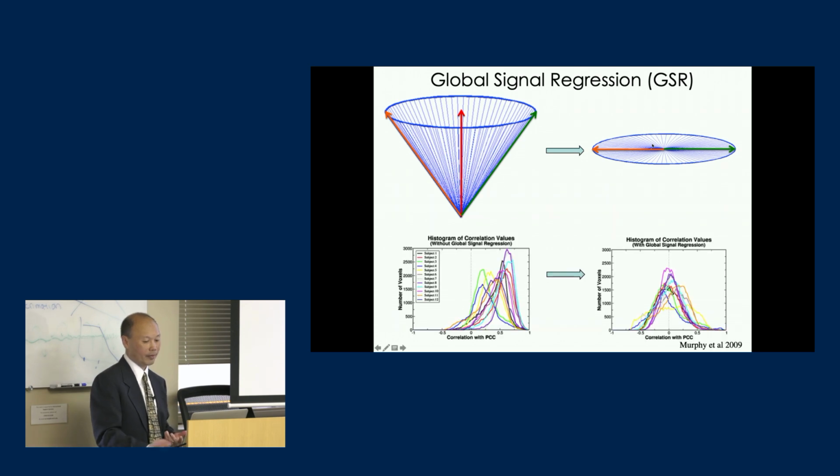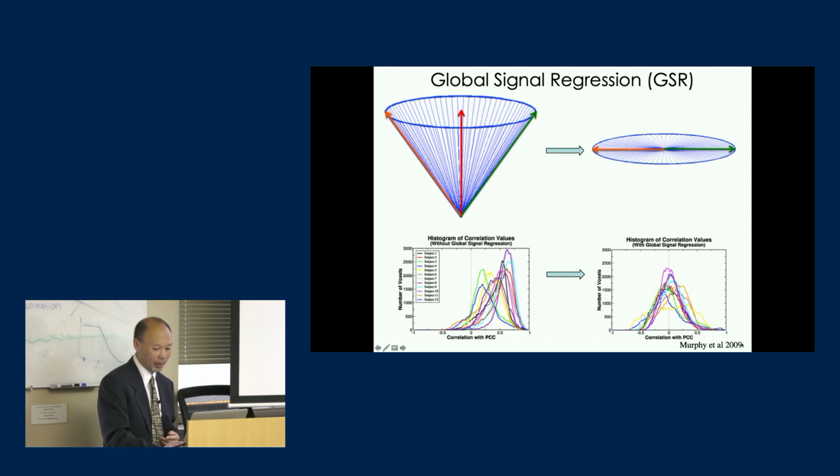Okay? And in fact, if these are the histograms of your correlation values, which have a positive bias, after global signal regression you basically shift them all to be approximately 0 mean. Okay? And so the whole argument was simply that these anti-correlations were not true and that they were simply an artifact.